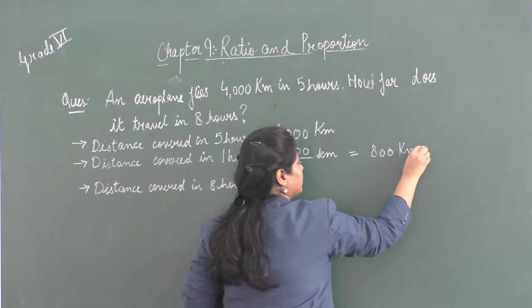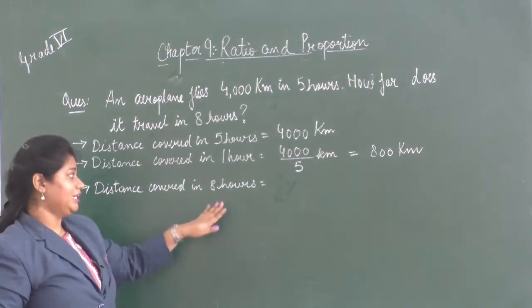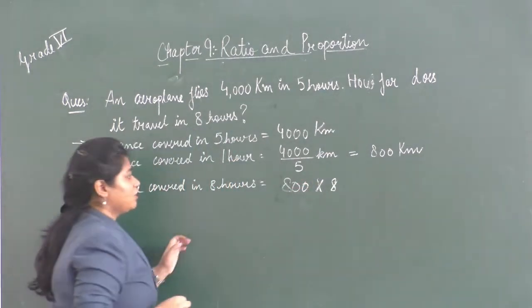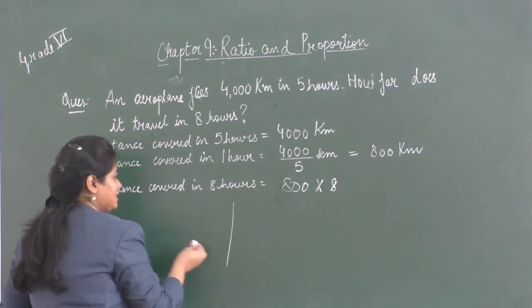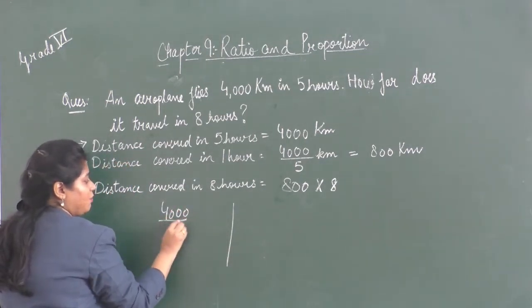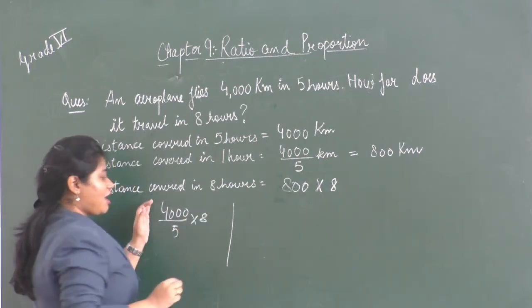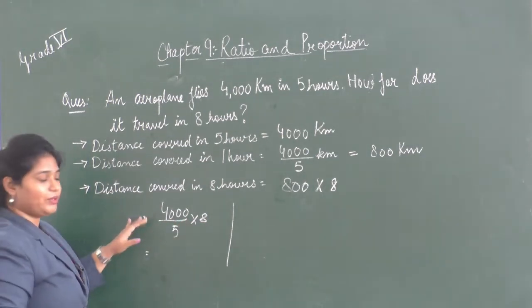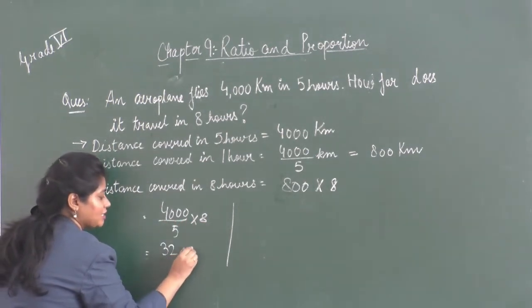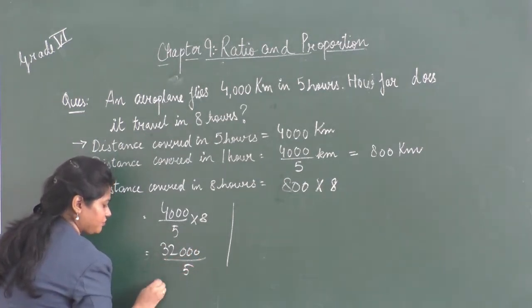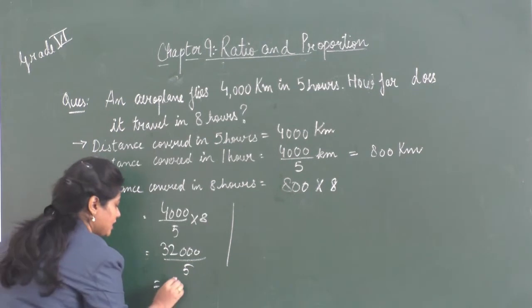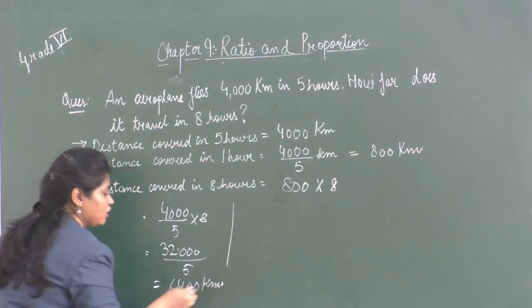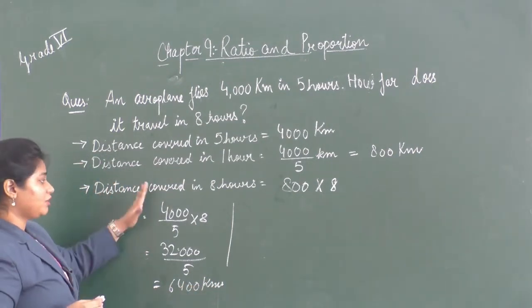So 4,000 divided by 5 is 800 kilometers. Now we have to find the distance covered in 8 hours. So we can multiply 800 with 8. Or if you are writing your fraction form as it is, it will be 4,000 upon 5 into 8. So after writing the fraction, then you will be simplifying for this method. So here it will be 4 into 8 is 32. And then we will add our zeros as it is, divide with 5. Then when you simplify, it becomes 5 6s are 30, 5 4s are 20, and then 2 zeros, and then kilometers. So you will get the answer when you are doing the fractional form.